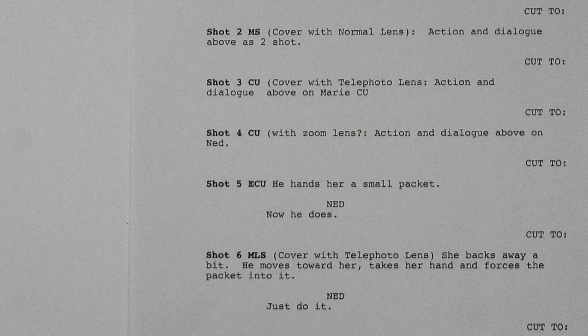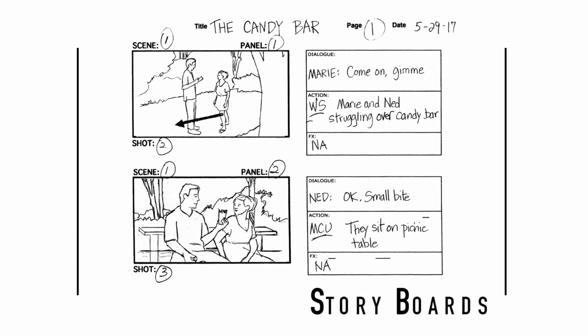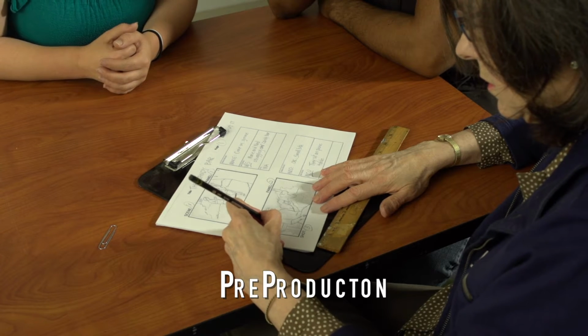He analyzes his reading script by doing a number of rewrites. As the director, he will prepare his script into a shooting script and/or storyboards. This is the beginning of the first stage of producing a film, which is called pre-production.